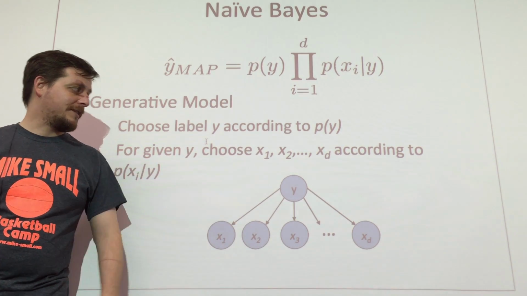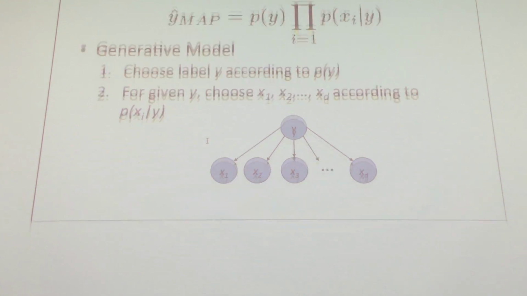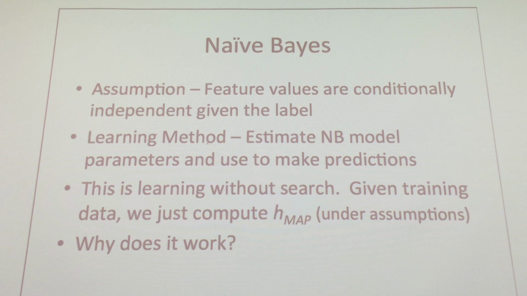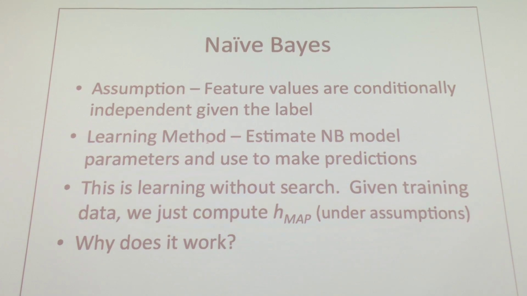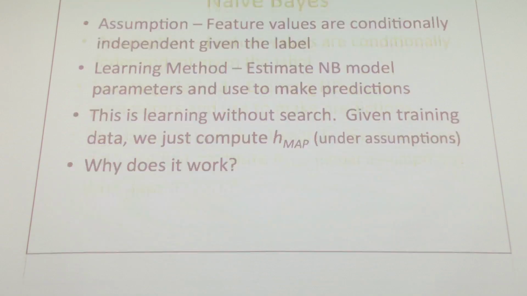This is the Bayes net representation, but you don't care. Never mind. Now, naive Bayes features are conditionally independent given a label. We just have to estimate the parameters, and we directly learn this function via closed form.